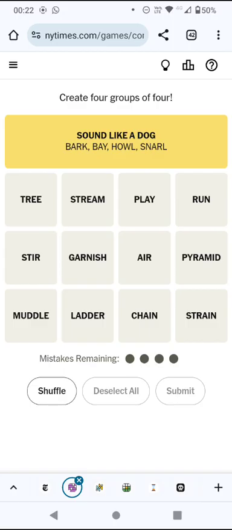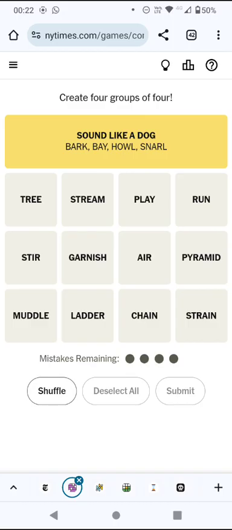Stream and play. They're sort of YouTube-y things. Not completely convinced by that. Ladder, chain, those are all kind of related as well, but again, not completely convinced.